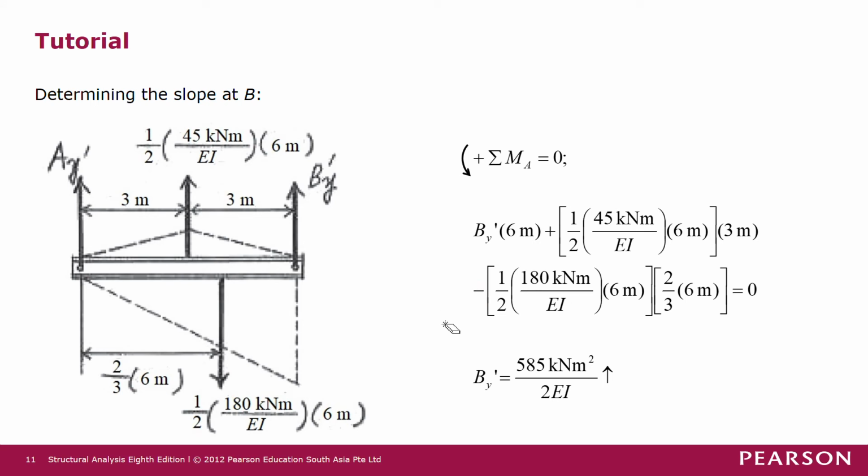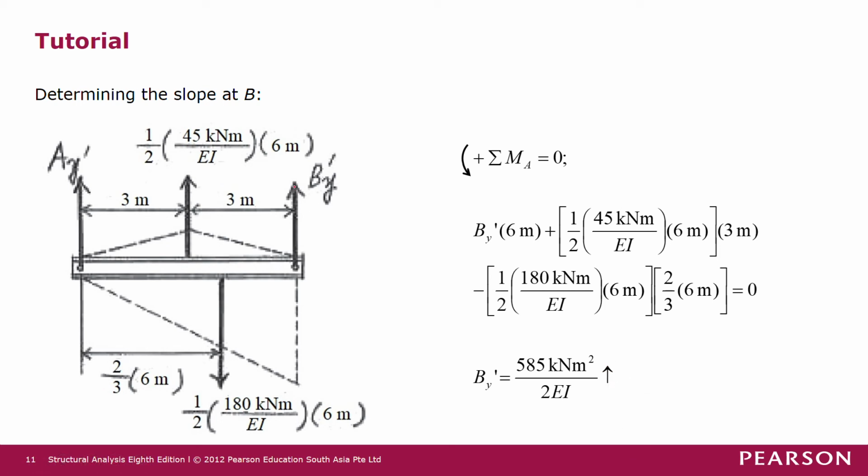So there is no other moment, so we sum all these moments and equate it to 0, and we get By prime of positive 5 kilonewton meter square over 2EI. So the positive value means that the assumed direction is correct for By prime. So By prime is upward in this case.